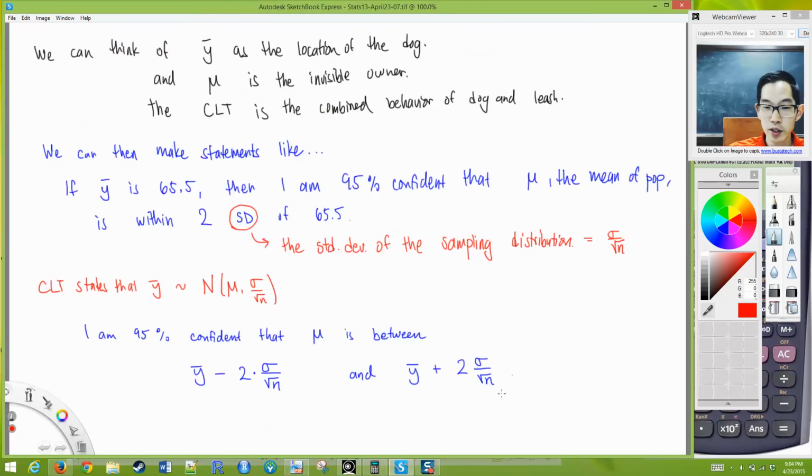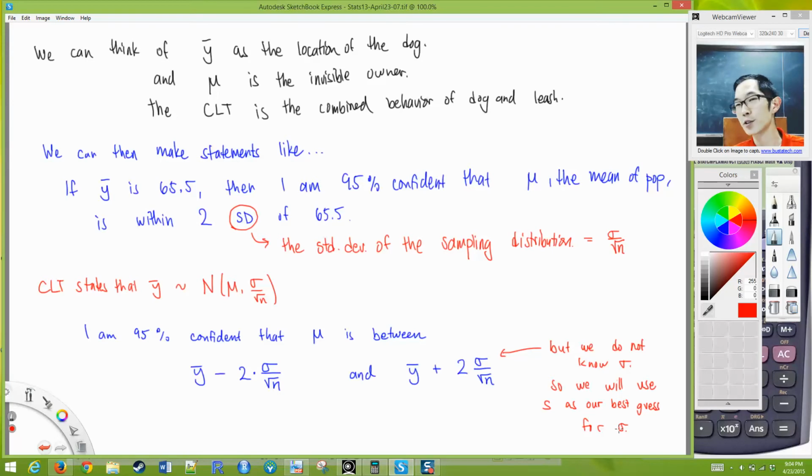Okay, so the issue is that we do not know sigma, so we will use S, the standard deviation of our sample, as our best guess for sigma. But then that introduces another layer of uncertainty. Our first layer of uncertainty was that we don't know what mu is, and we're guessing that by using y bar, and we're giving ourselves breathing room of plus or minus 2 standard deviations. But we don't even know what the standard deviation is now.